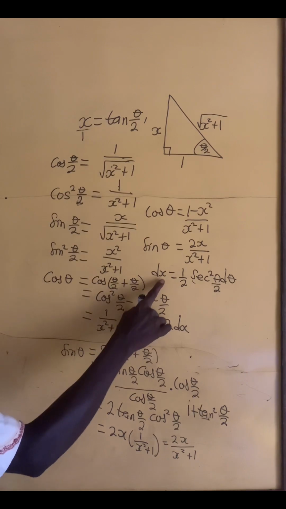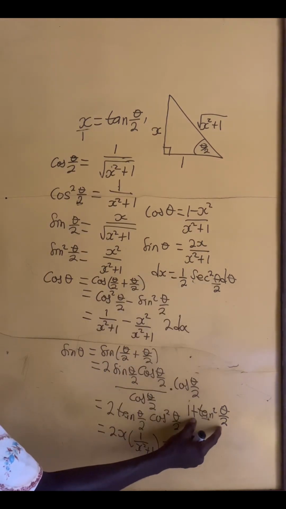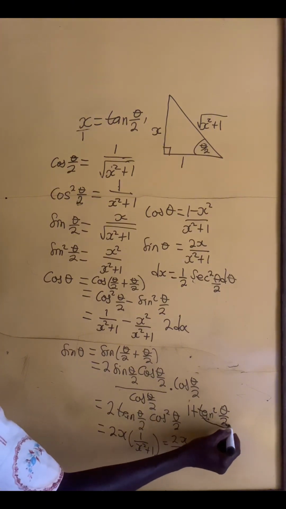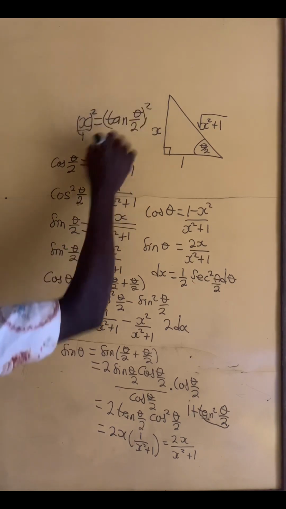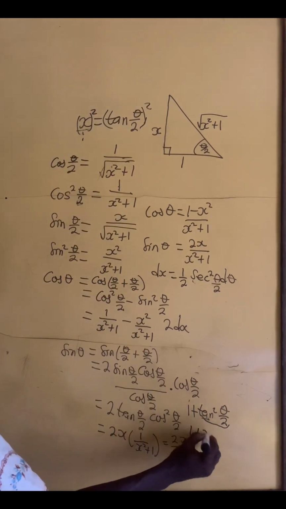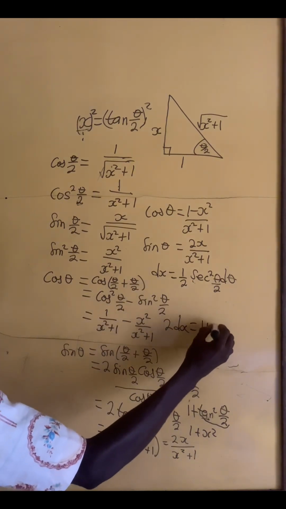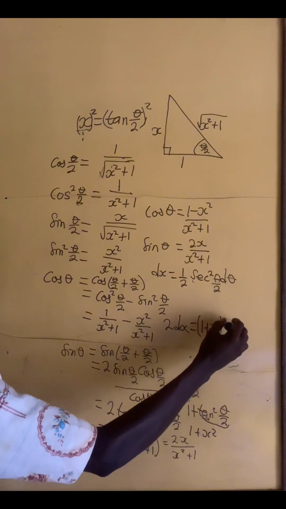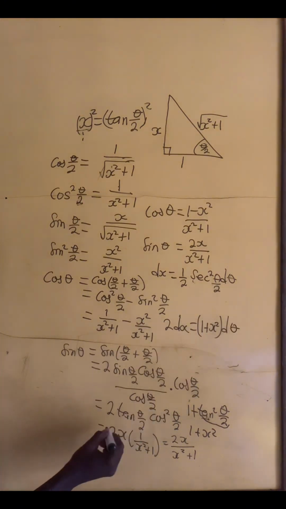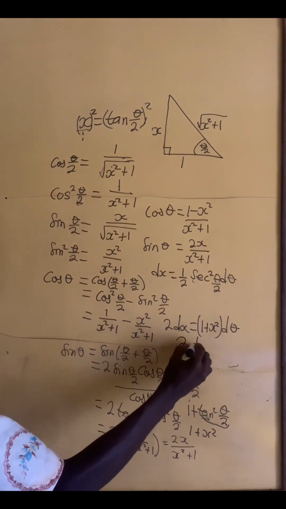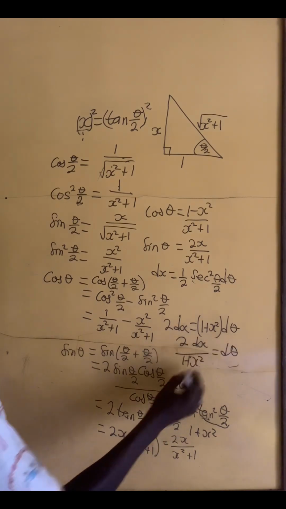So the derivative of x equals tangent of theta on 2 gives us what we have here. Now, we are going to replace the whole of this by squaring here and then squaring here. We just get tangent squared of theta on 2 as x squared. So we write 1 plus x squared d theta, and then divide both sides by 1 plus x squared. So this gives 2dx divided by 1 plus x squared equals d theta.